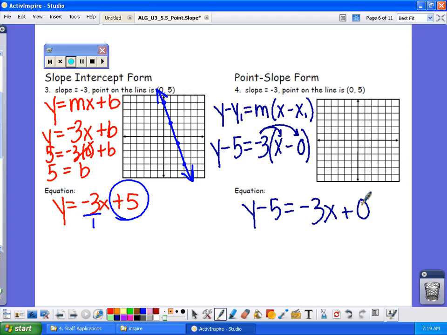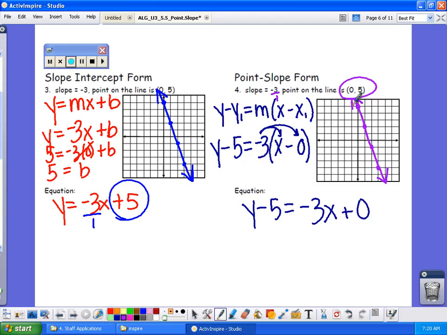Alright, well, how could you use point-slope in order to graph? Here's what you would do. Find the point that they've given you: (0, 5), 1, 2, 3, 4, 5. And then just do the slope from there. The slope is -3 over 1, so down 1, 2, 3, over 1. And I've been given the same graph.